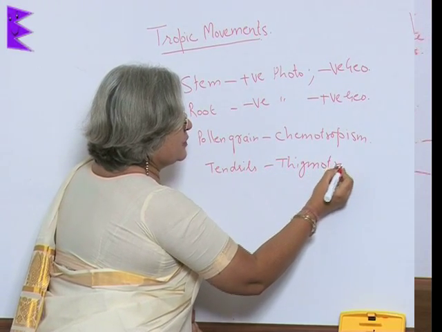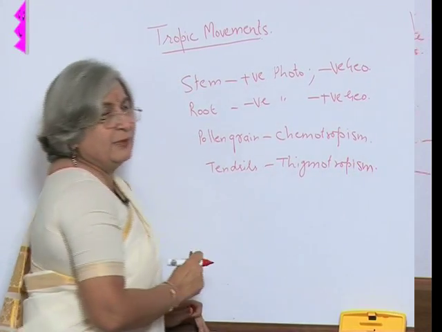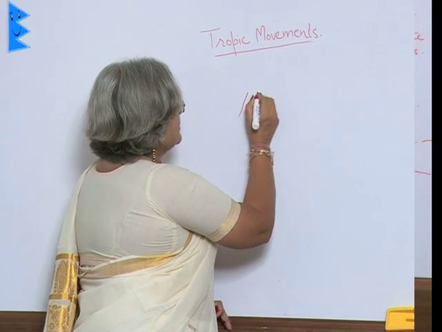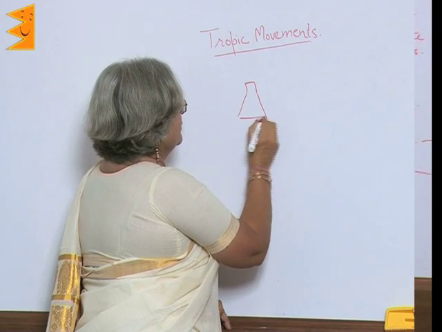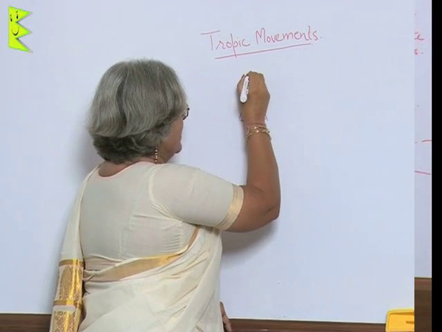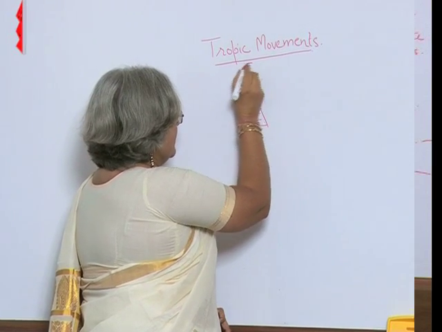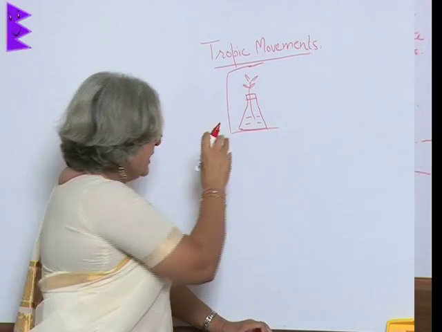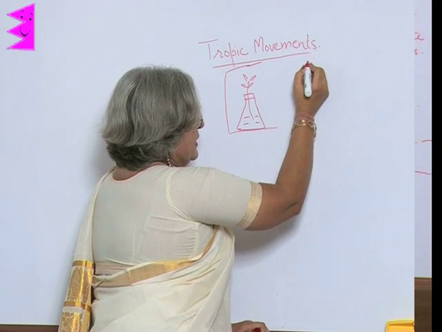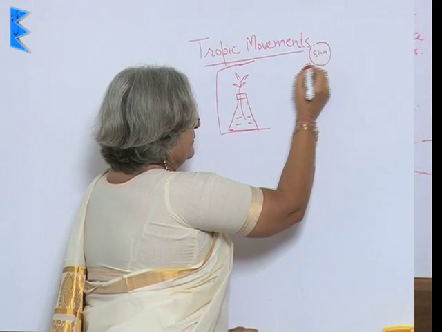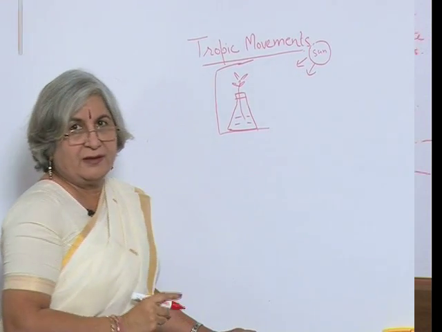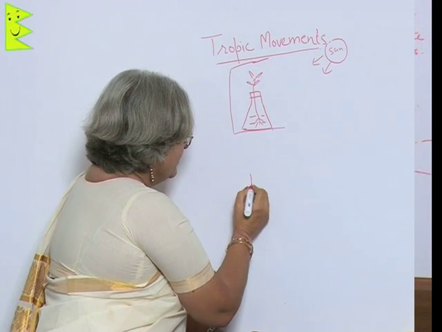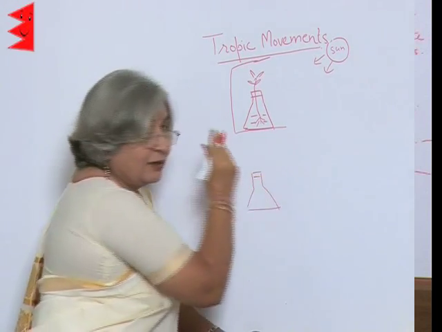Now, this can be easily explained with the help of a simple experiment. It is a very simple experiment. You can take a conical flask, pour water in it, put a plant. Now, this plant can be placed in a box which is open from one side. Now keep this box towards a windowsill from where sunlight can come. After 2-3 days, what will you find? That there is a change. Now let's see what is the change.